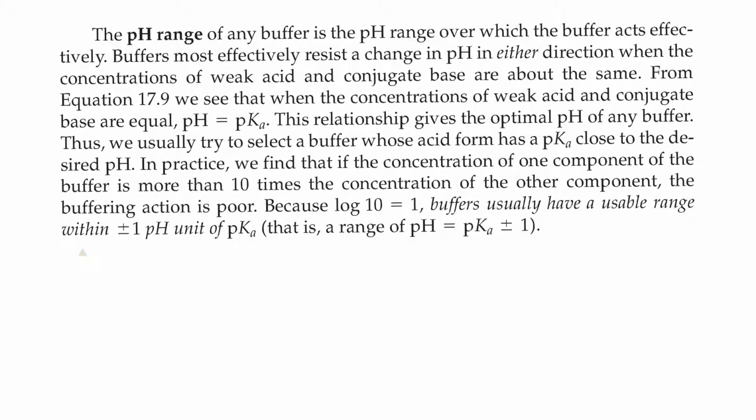In practice, we find that if the concentration of one component of the buffer is more than 10 times the concentration of the other component, then the buffering action is poor. Because the log of 10 is 1, buffers usually have a range within plus or minus 1 pH unit of pKa. That is, the range of pH equals the pKa plus or minus 1.